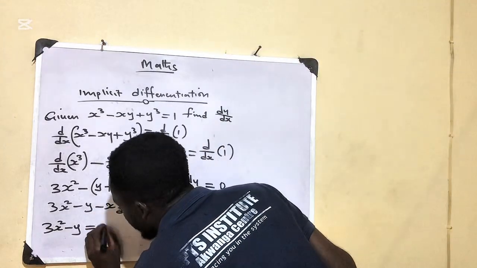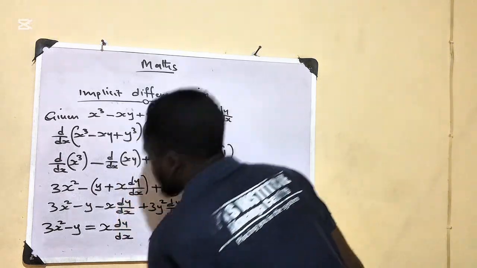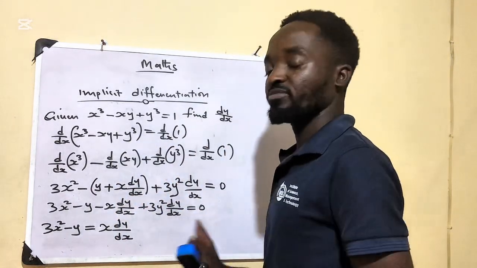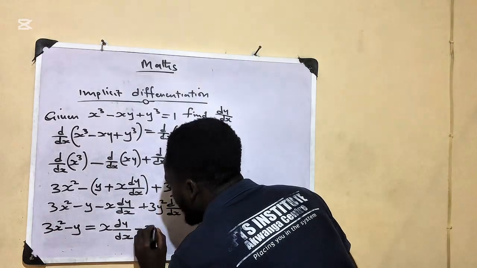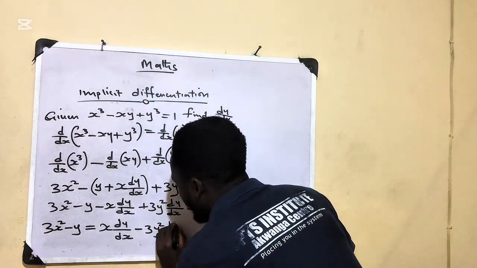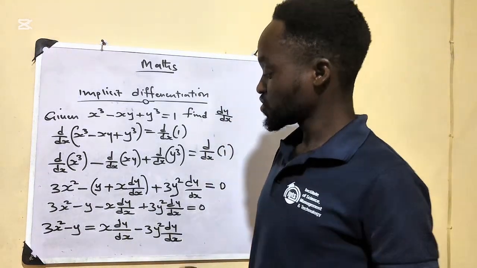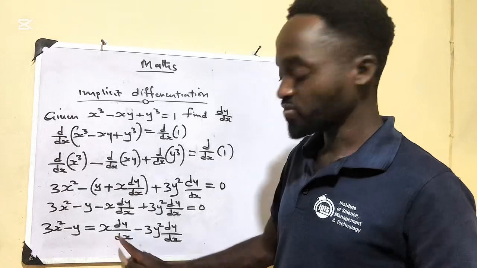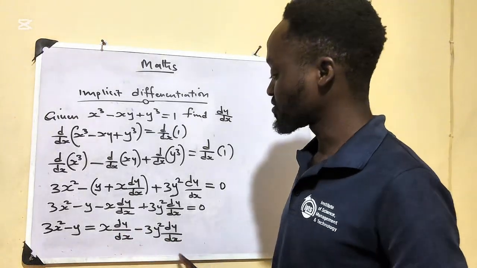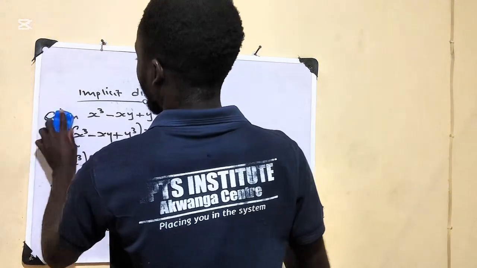So we're going to have x dy/dx. If I carry this one also to this side, because it was plus, by the time it comes, it's going to become minus 3y squared dy/dx. So this is what we have here. So from here again, what I want to do is to factor out the common terms between this one and this one, because all of them have dy/dx, so I want to factor it out.